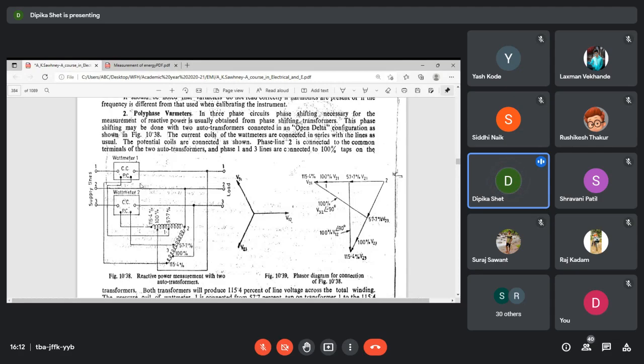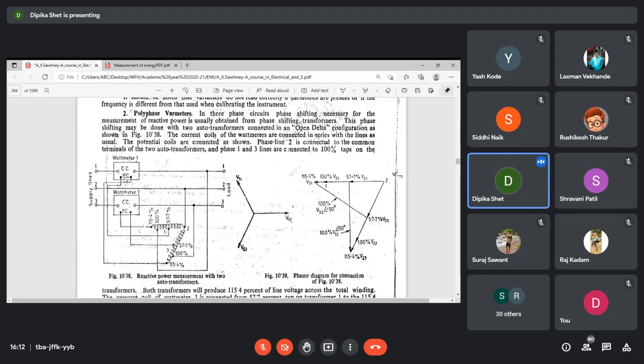For the VAR measurement we are taking our normal wattmeters, but these are connected in a different way, so that they give us the value of reactive power. This is the current coil of wattmeter 1, which will be connected in series with this first line. Then this is the current coil of wattmeter 2, which will be connected in series with this line 3. Then the potential coils are connected like this.